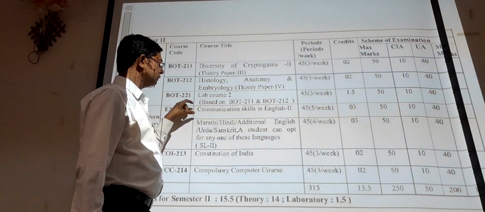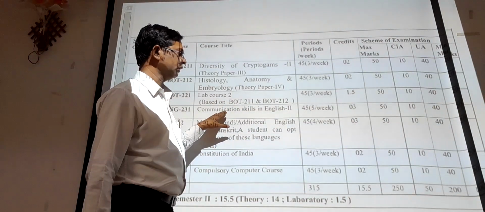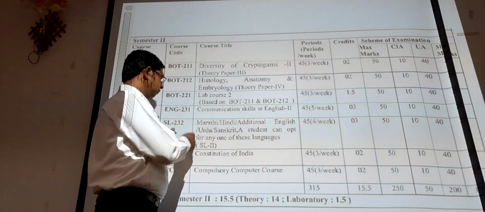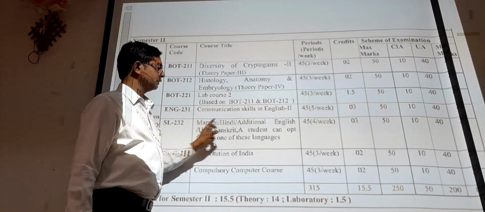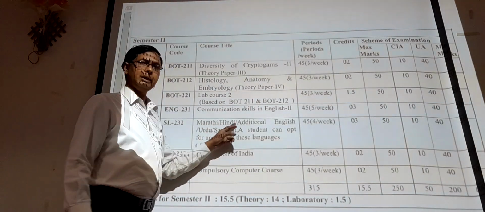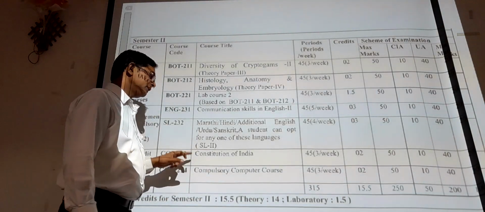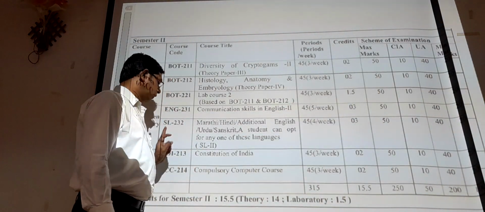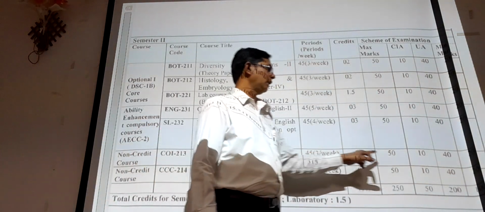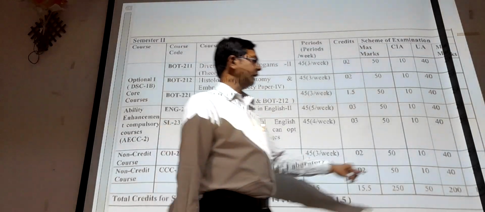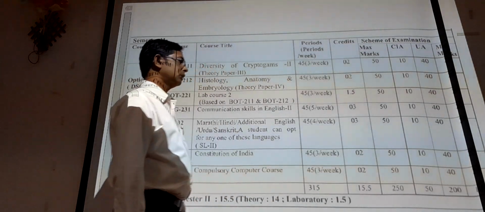Along with this you can see again there is communication skill in English. So this is the theory paper, and along with that you can also see the second language, SL, is there. Whatever you have opted for the examination, you have to give that particular second language. Now along with this, in this semester you have to go for the Constitution of India, which is having 50 marks. Again there will be 10 marks for internal assessment and 40 marks for the theory.